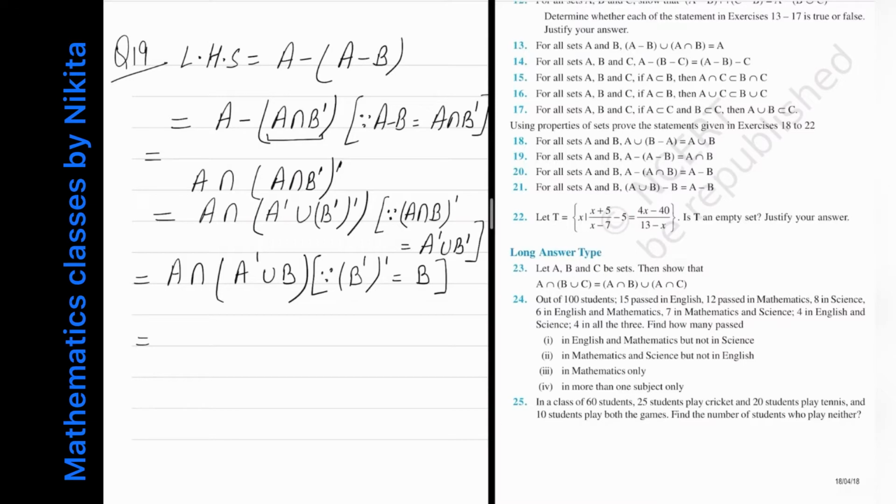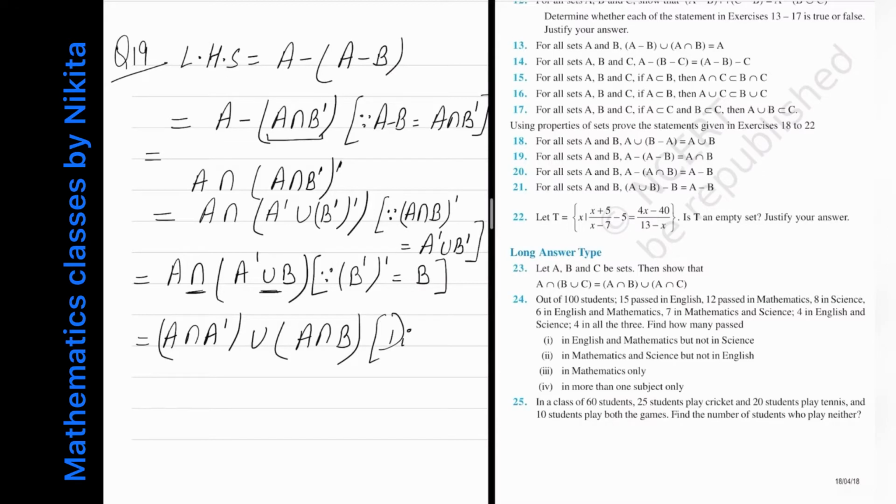Now again I am applying the distributive property. Wherever you see an intersection and a union like this, you can apply the distributive property, and likewise in reverse. Here you have a union and here you have an intersection, so you can use the distributive property. So this will be equal to (A intersection A complement) union (A intersection B). So what have I used?